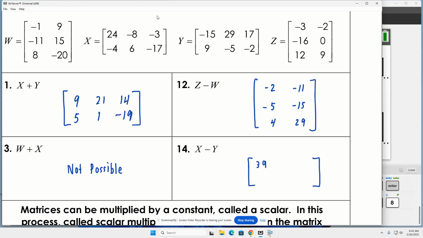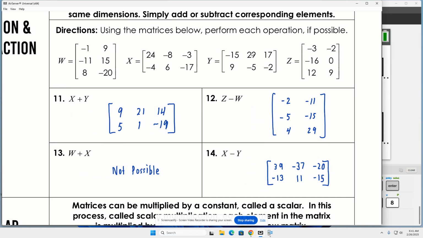Next, negative 8 minus 29. Negative 8 minus 29 is negative 37. Then I'm going to do negative 3 minus 17, negative 20. There's my top row. Now my bottom row, negative 4 minus 9, negative 13. 6 minus negative 5. Well, minus a negative is plus 5, so 6 plus 5, 11. And negative 17 minus negative 2, or plus 2. Negative 17 plus 2 is negative 15.